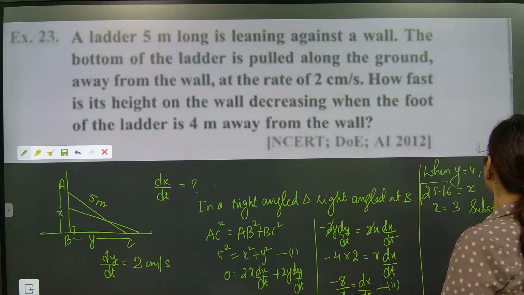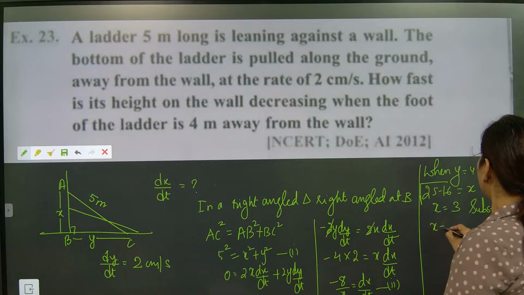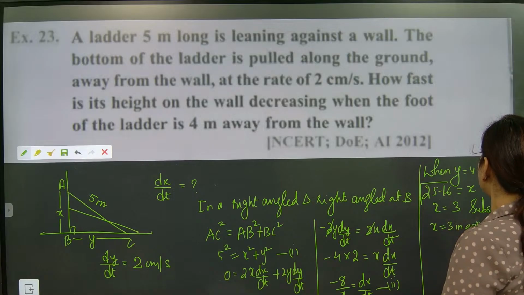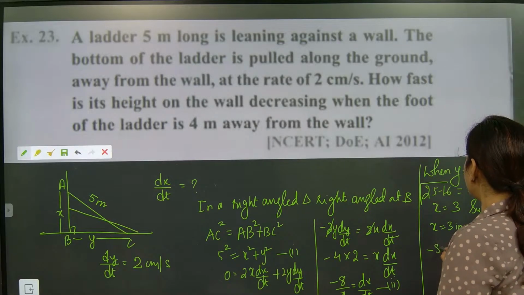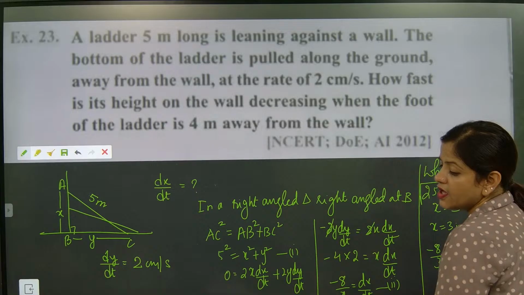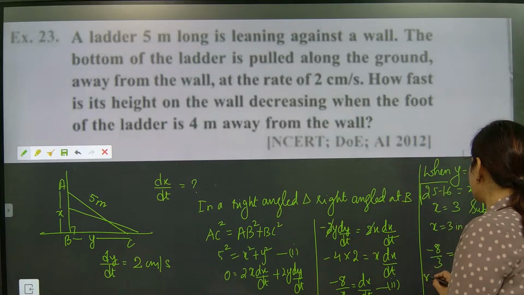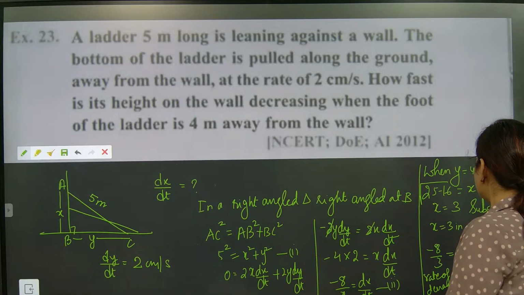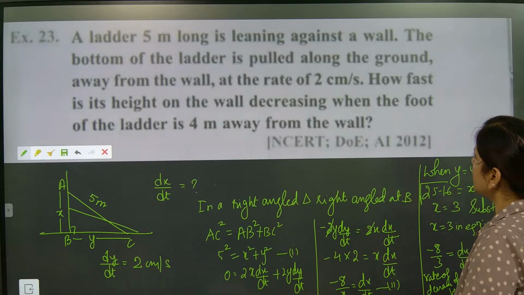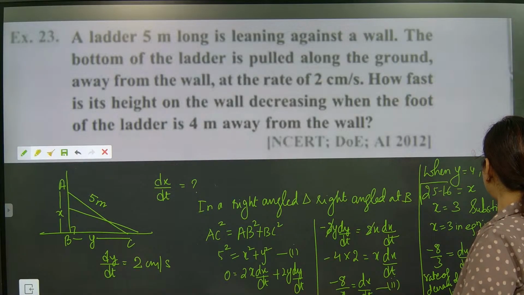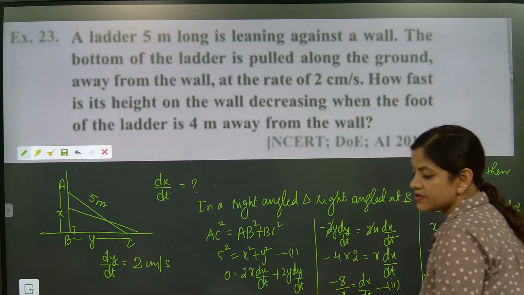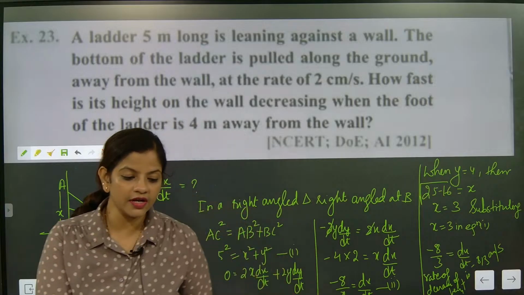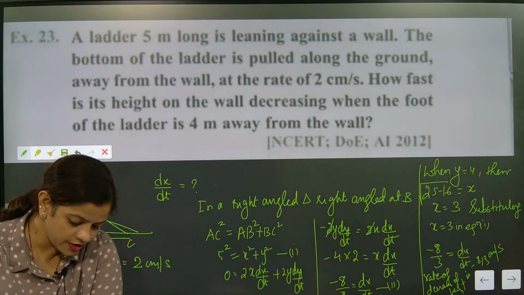Substituting x equal to 3 in equation 1, what will it come? Minus 8 by 3 equal to dx by dt. So rate of decrease of height, rate of decrease of height is minus 8 by 3. Understood? Minus 8 by 3 centimeter per second. This is called the rate of decrease of height. Understood?